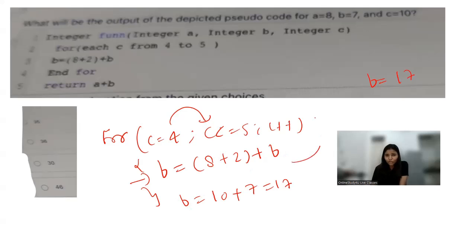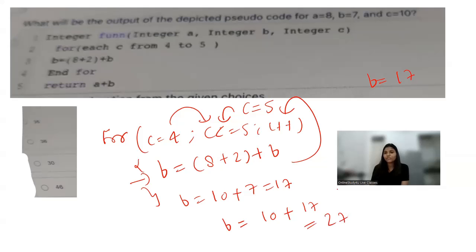The control will go here. It will increment the value of C. So C is now 5. Again, it will check the condition. 5 is less than or equal to 5. Yes, the condition is once again true. We will repeat the same procedure. So it will be 8 plus 2, that means 10, plus the current value of B, right? The current value of B is 17, so it will become 27. So now the value of B is 27.